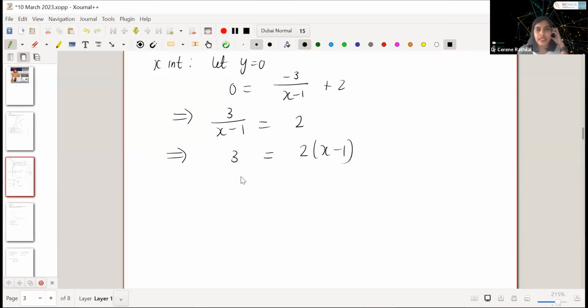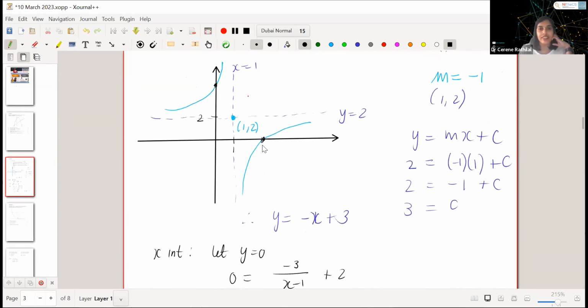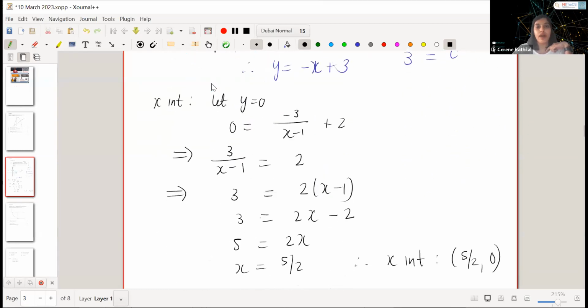This then tells me that 3 equals, what am I doing? I'm solving for x, right? This equals 2x minus 2, okay? And then I'm going to add 2 to both sides, so then I get 5 equals 2x. And then I can solve for x, and I see that x equals 5 over 2. So the x-intercept is given by the coordinate 5 over 2, 0. And I can now plot that value on here, isn't that so? This is precisely 2.5.